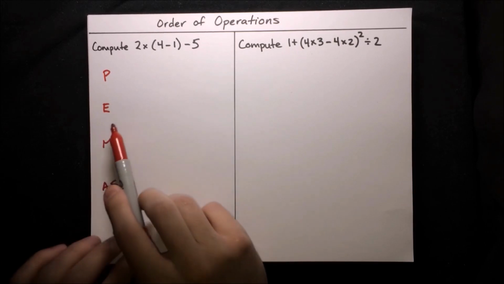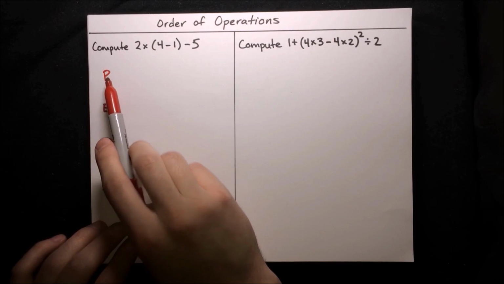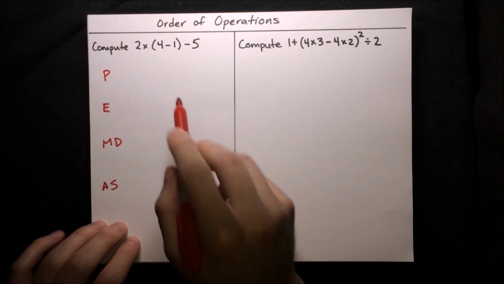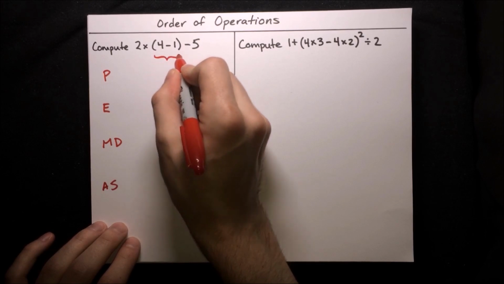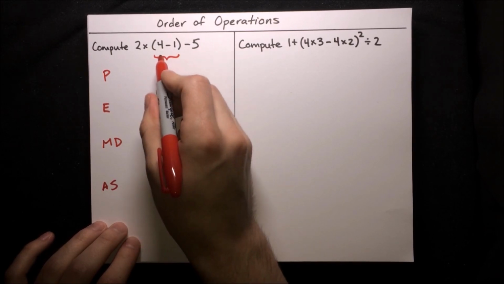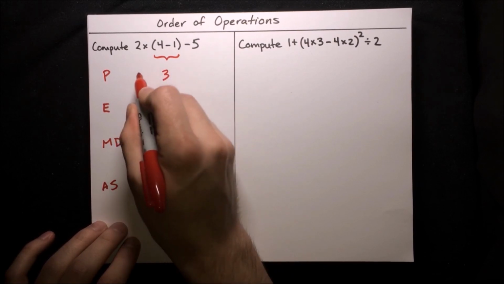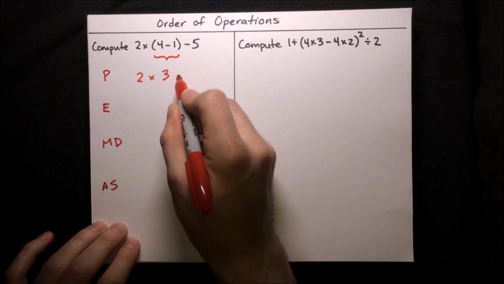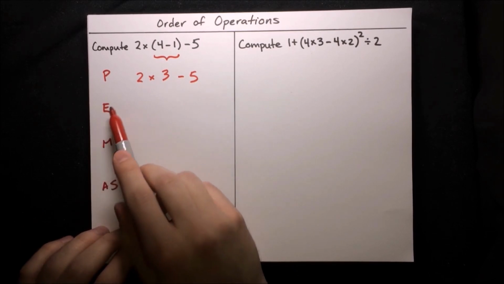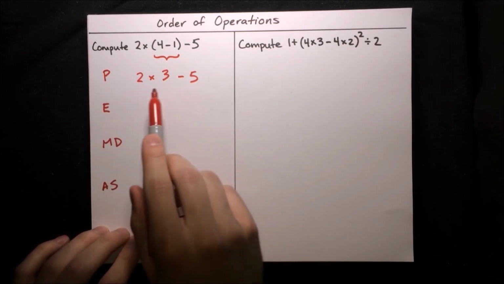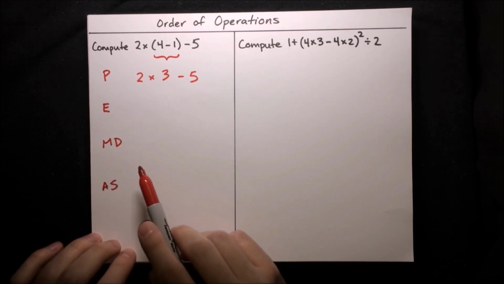Alright, so let's get on with it. Starting with P, parentheses, that means we have to evaluate what's inside of the parentheses first. So the first thing that we have to evaluate in this expression is this 4 minus 1 inside the parentheses. That evaluates to 3. 4 minus 1 is 3. So we have 2 times 3 minus 5. Alright, next up, exponents. Are there any exponents to do? Well, no, we don't have any exponents, so we can skip onward to multiplication and division.